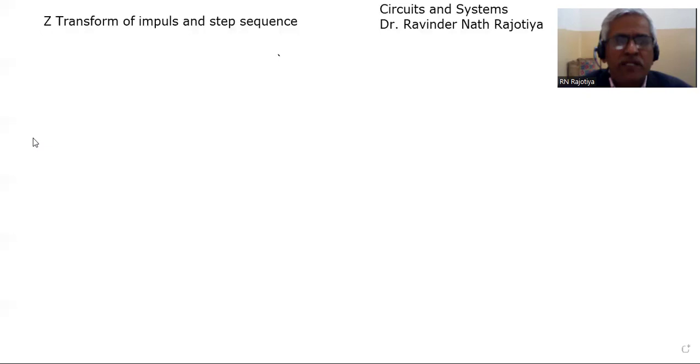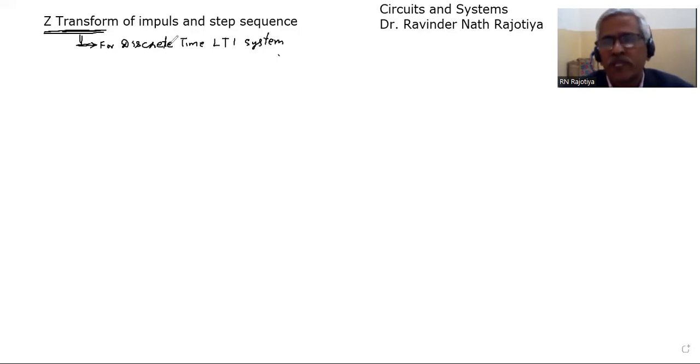It should be clearly noted that while we are discussing the Z transform, it is only for discrete time LTI systems. This is one of the most important things. When you are in discrete time, your signals are not continuous. They are discrete in nature, which means they appear as sequences.